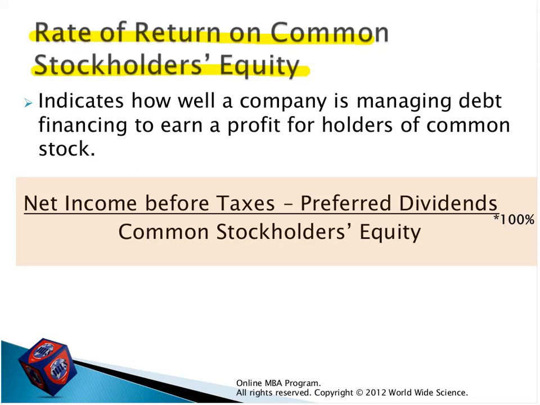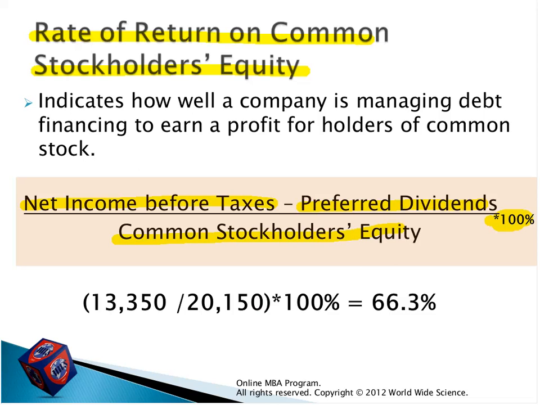Here we should take the net income before taxes and subtract the preferred dividends if we have any. If you don't have preferred dividends, you just ignore it. Then divide by common stockholders' equity and multiply by 100% if you would like to see the percentage. Let's see the calculation. As a result, we have 66.3%.